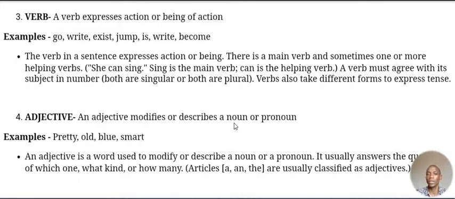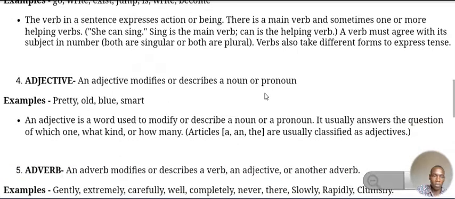She can sing. Sing is the main verb. Can is a helping verb. A verb must agree with its subject in number. Both are singular or both are plural. Verbs also take different forms to express tense.